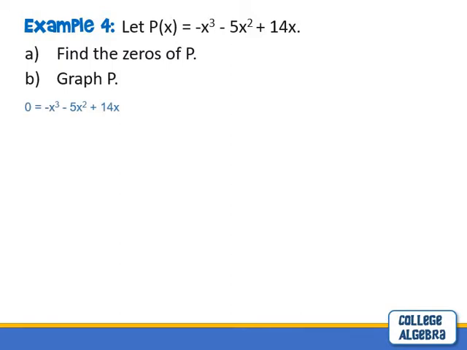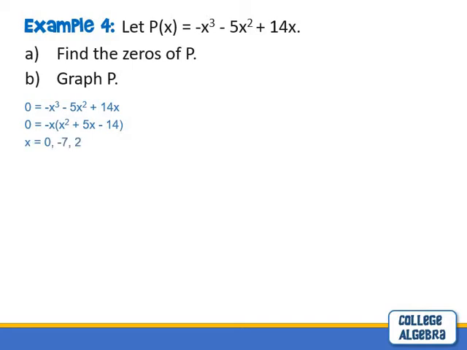So we set it equal to 0, and we get 0 is equal to negative x to the third minus 5x squared plus 14x. Then you can factor out a negative x. You could factor out just x, but I like for my quadratic to have a positive coefficient in the front there. So if I factor out negative x, it changes all the signs. And we get negative x times x squared plus 5x minus 14.